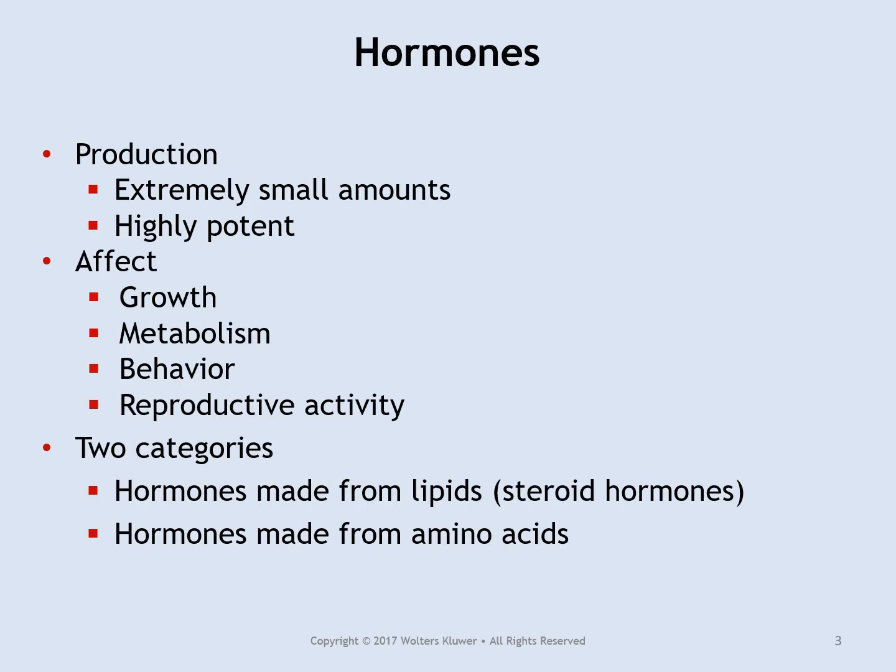Hormones are very potent, so you only need very minute amounts for them to have an effect. They affect everything, including growth, metabolism, behaviors, and reproduction. We touched on some hormones from the endocrine system briefly in the reproductive system, if you remember, luteinizing hormone and follicle stimulating hormone. And they can be made up of lipids, those are the steroids, or amino acids.